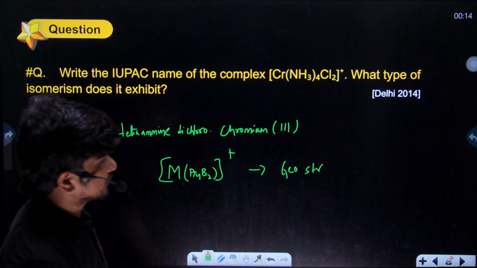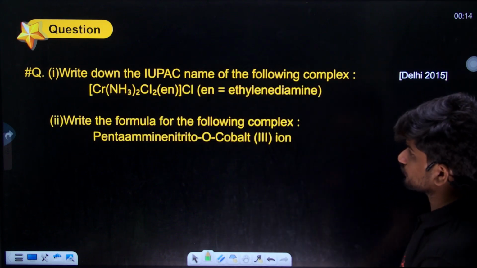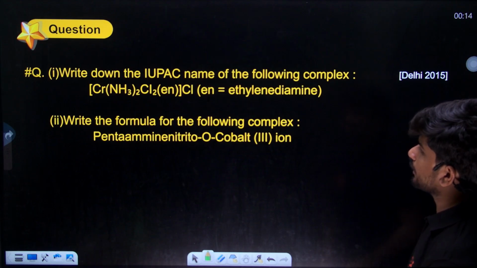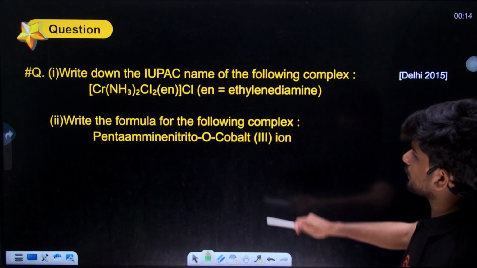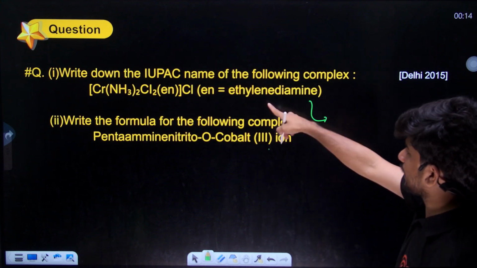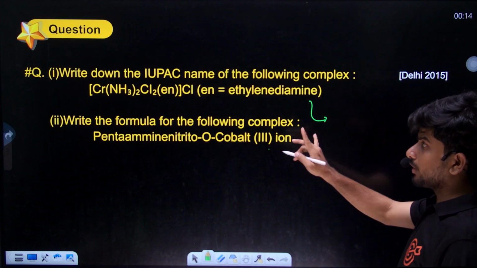Done? So this will exhibit geometrical isomerism. Next. You have two structures. Write down the IUPAC name of the following. Write the formula of this. So the IUPAC name will be seen here. So you have ethylene diamine. You can write ethylene diamine or ethane-1,2-diamine also.